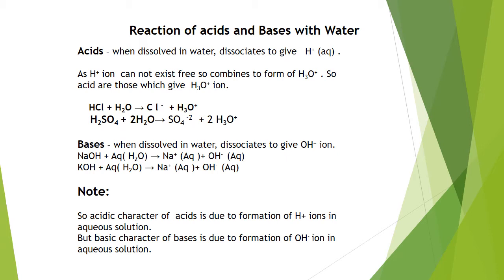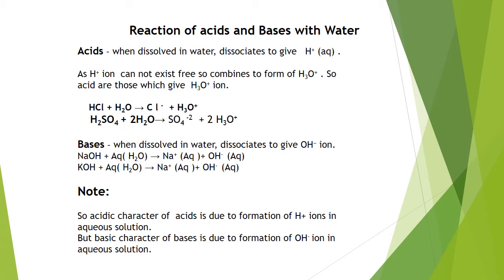Now, reactions of acids and bases with water. Acids, when dissolved in water, produce H+ ions. Because H+ ions are very small and their charge density is high, they cannot exist free. So they combine with a water molecule and form H3O+, which is known as the hydronium ion. So HCl with water gives Cl- and H3O+. In the same way, H2SO4 also gives the H3O+ hydronium ion.